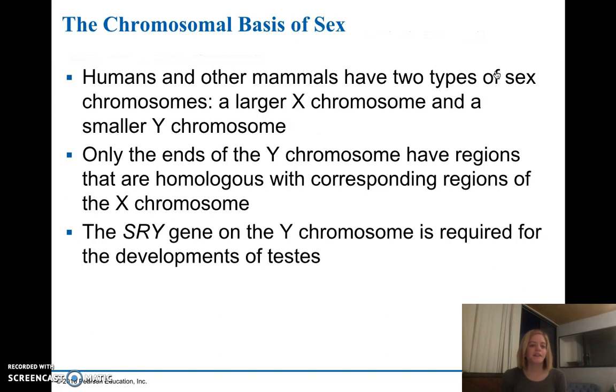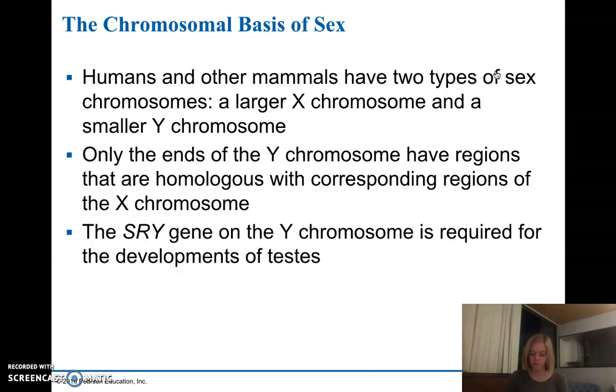So we know that humans and other animals, and specifically mammals, have two types of sex chromosomes. There's a larger X chromosome and a smaller Y chromosome. And women, we know, females by biology have two X's, and males by biology have an X and a Y. Only the ends of the Y chromosome have regions that are homologous with the corresponding regions of the X chromosome. So there's short parts at either end of the Y chromosome that can pair up with the X chromosome.